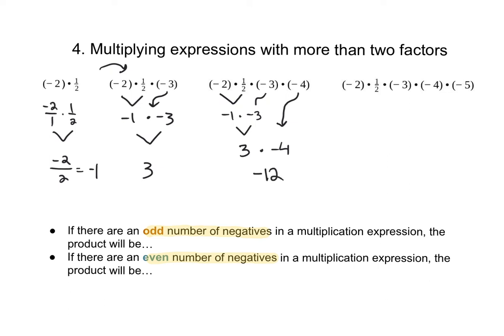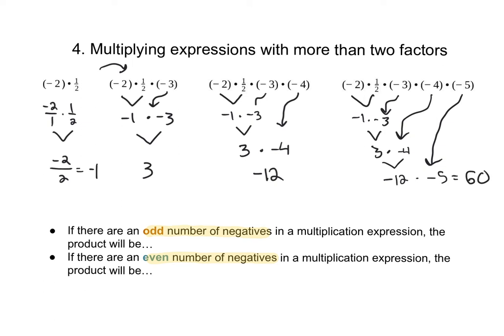All right, and then the last one, and let's see if we can start recognizing some patterns here. Again, I'm just going to go quicker on this. There's that negative 1. There's that positive 3. Here's that negative 12, and now I'm going to drop down my negative 5, which negative 12 times negative 5 is going to give me a positive 60.